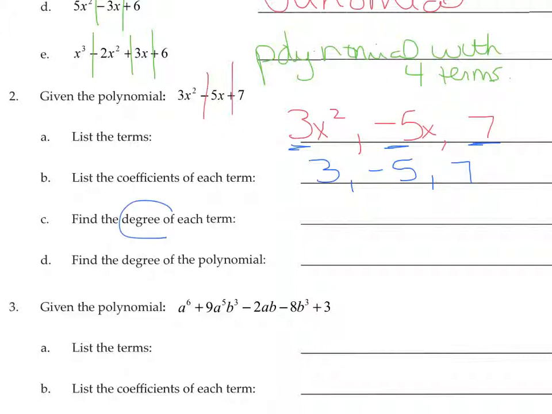The degree is the sum of the exponents on the variables for each term. So the sum of the exponents in the first term is 2. This is an invisible exponent of 1, so the sum of those exponents is 1. The last term has no variables, so the sum of its exponents is 0. The degree of the polynomial is the largest of the degrees of each term. So we have a 2, a 1, and a 0, so the largest would be 2, so the degree of this polynomial is 2.